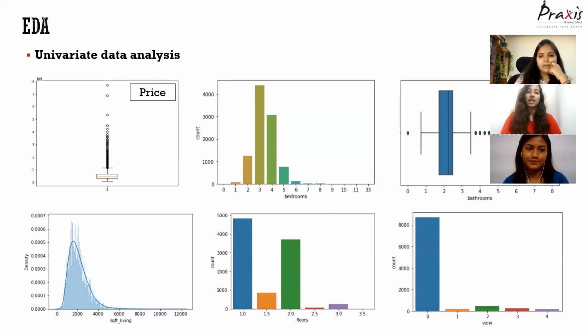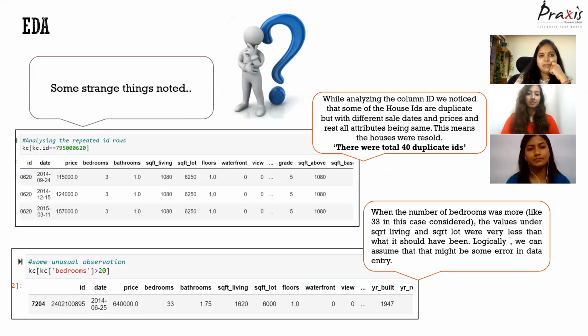And lastly, we have a graph with a view variable which shows that maximum percentage of the houses in the dataset have not been viewed. Next slide, please. So now we would like to mention some strange facts that we noticed by studying the dataset.